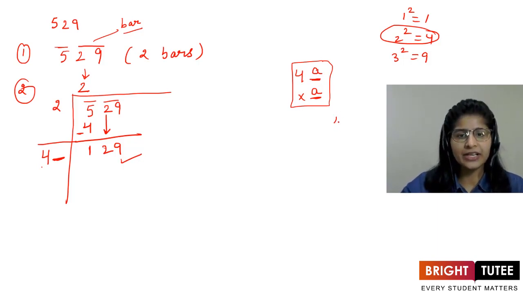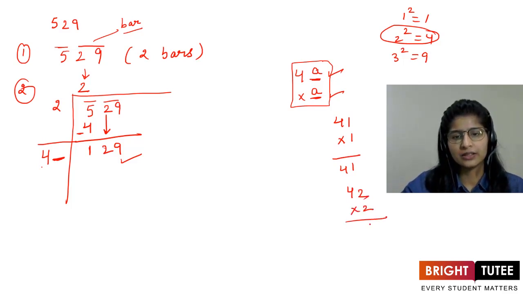Just see. If you write 41, we do 1. So if it is 1 here, it will be 1 here. So 41 into 1 is 41. Let's try with 2. So 2 2s are 4, 2 4s are 8.